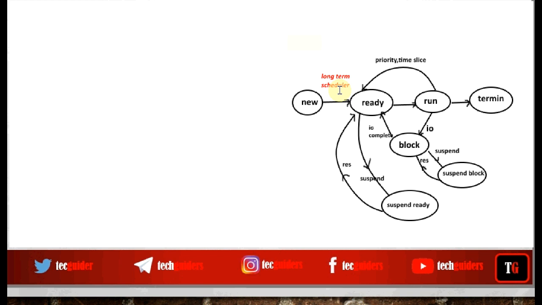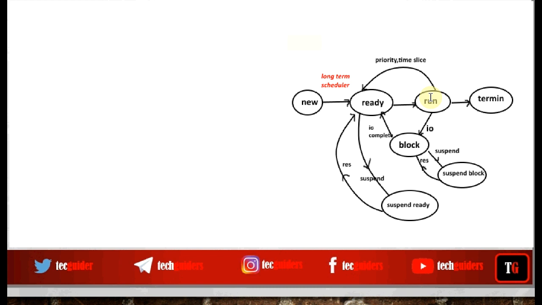Based on the decision of the long-term scheduler, a particular number of processes move to the ready state in the main memory. Then we have n number of processes in the main memory waiting to be executed. They are in the ready state, and they are waiting for the resource, the processor.